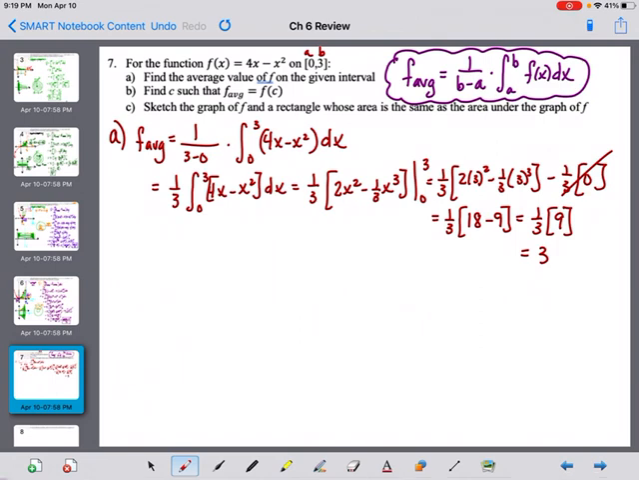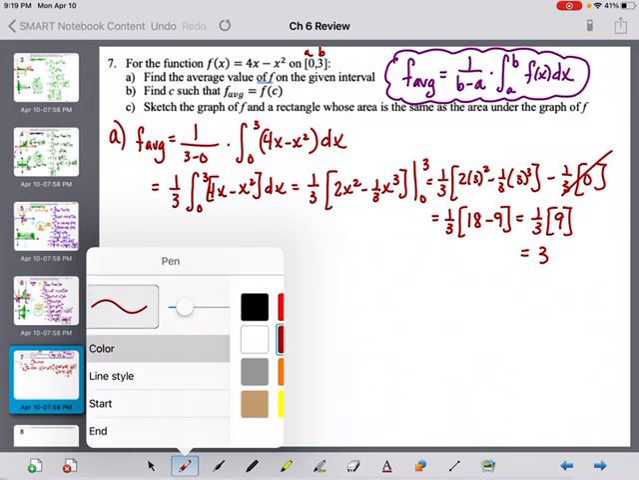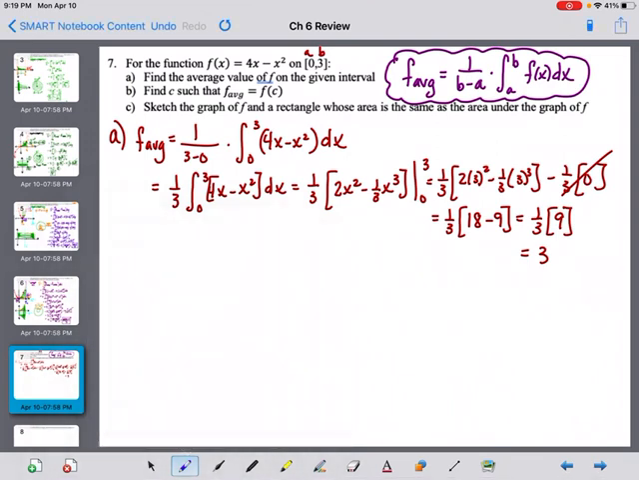Okay, now I want to point something out here. The value of the integral is 9, because that's what we got when we did the integral part of this equation. The 1/3 comes from the 1 over b minus a, right? So, just for noting this for later, this 9 right here is the value of the integral. So this is the area under the curve, right, from 0 to 3. But the average value of my function is 3. This is my f average right here.